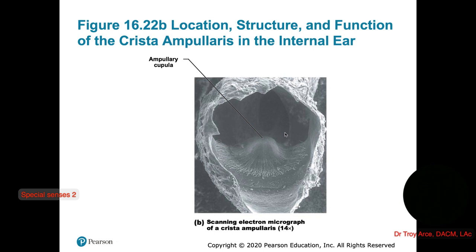Here's an electron micrograph of the crista ampullaris. Location, structure, and function of the crista ampullaris in the internal ear.